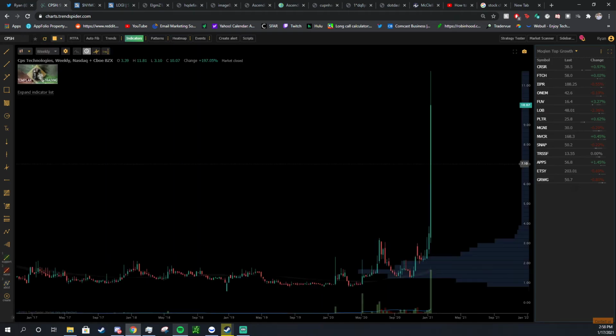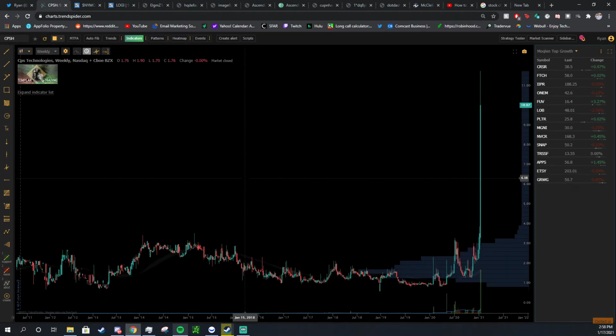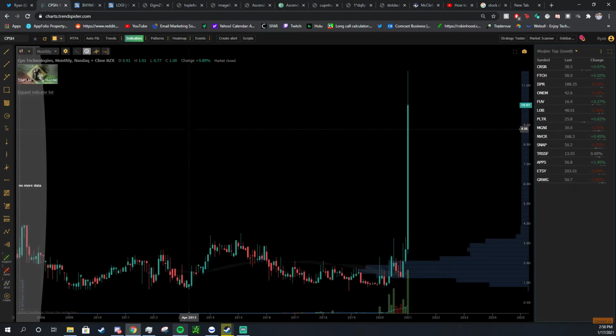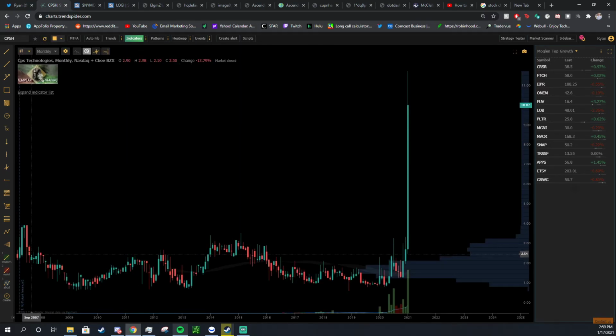If we go ahead and look at the weekly chart, we'll go on the monthly. This is actually pretty interesting that it's traded in a range since 2008. I don't know what they do, but this move had to be because of some sort of news. I can't really give TA on like an elevator.